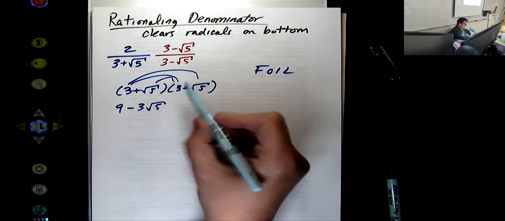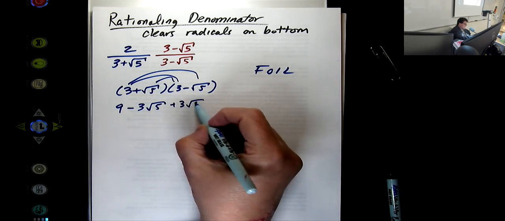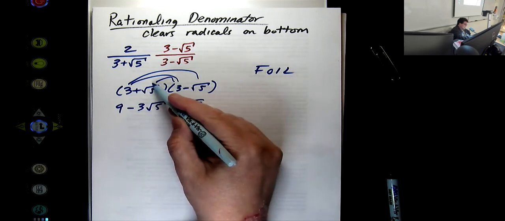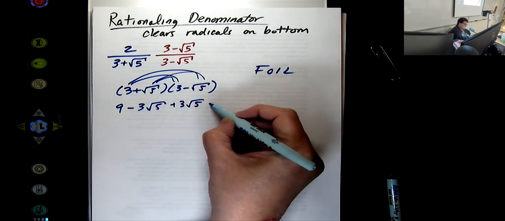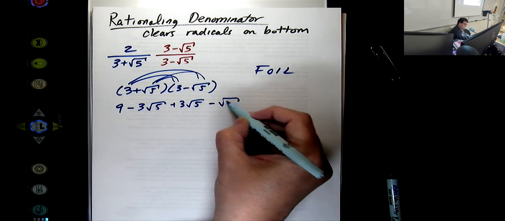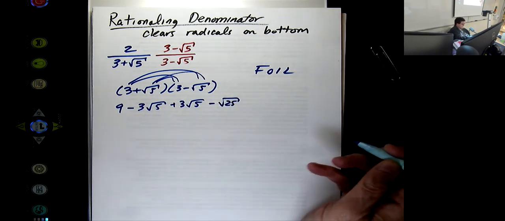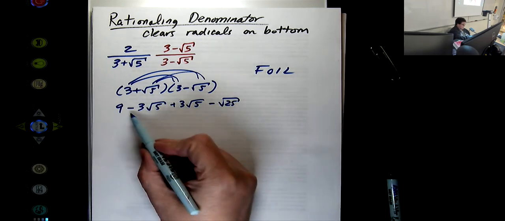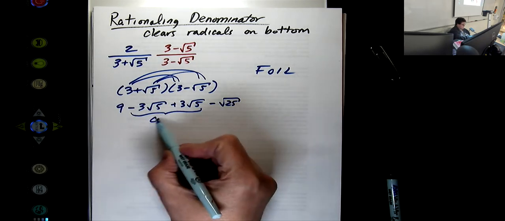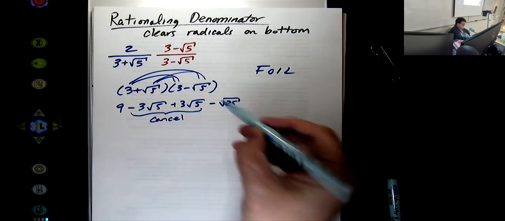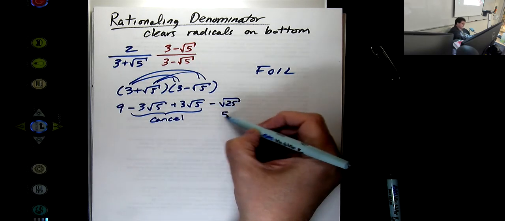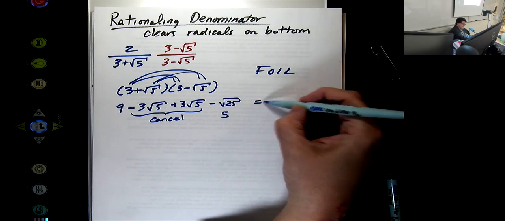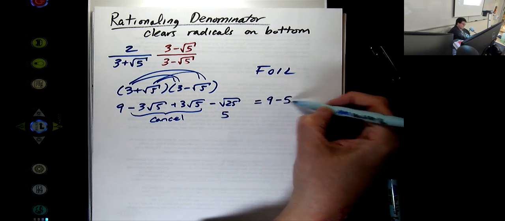Then we do inside, plus 3 square root of 5. And finally, I've got square root of 5 times negative square root of 5, which is negative square root of 25. These cancel out, don't they? And this is just 5. So I'm left with 9 minus 5, which is just 4.